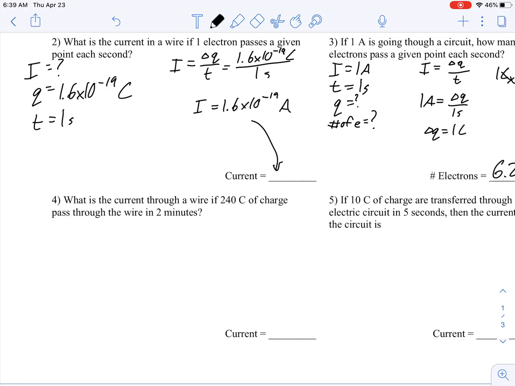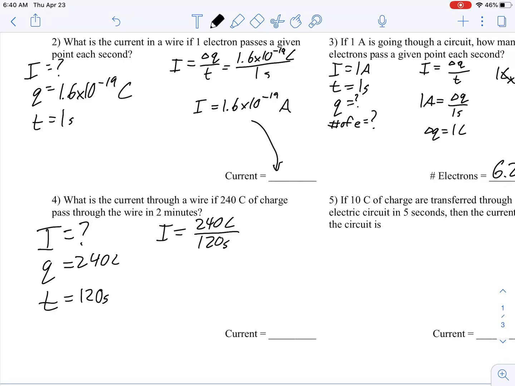What is the current through a wire if 240 coulombs passes through in 2 minutes? So make sure you convert time. 2 minutes, how many seconds is that? 120 seconds. So I equals 240 coulombs over 120 seconds, 2 amps.